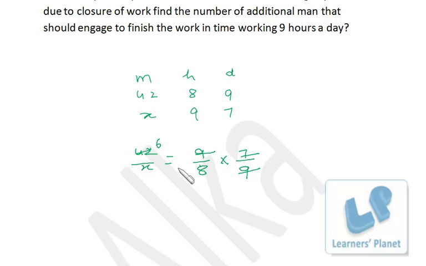That means 48 persons are required to finish this task in the next 7 days, and they have to work for 9 hours per day. So X is 48. That means how many additional people should he engage? That is 6 persons. So this is very simple. If you just do it on your own, you will not take more than 40 seconds to solve this problem once you are conceptually clear.